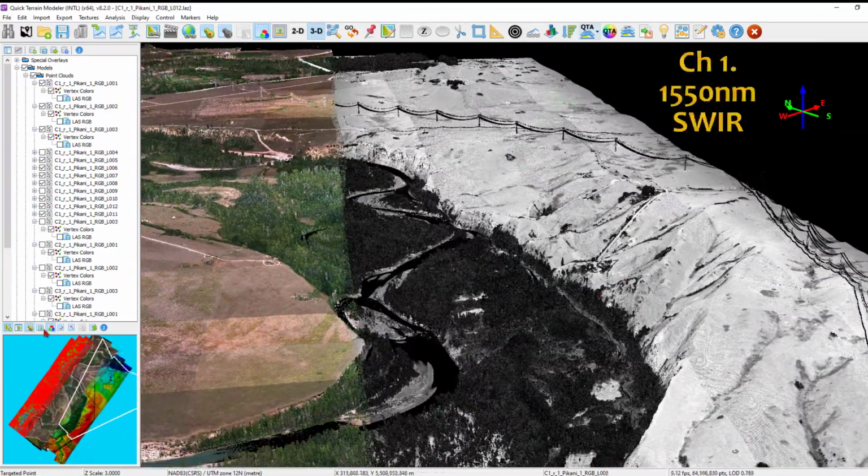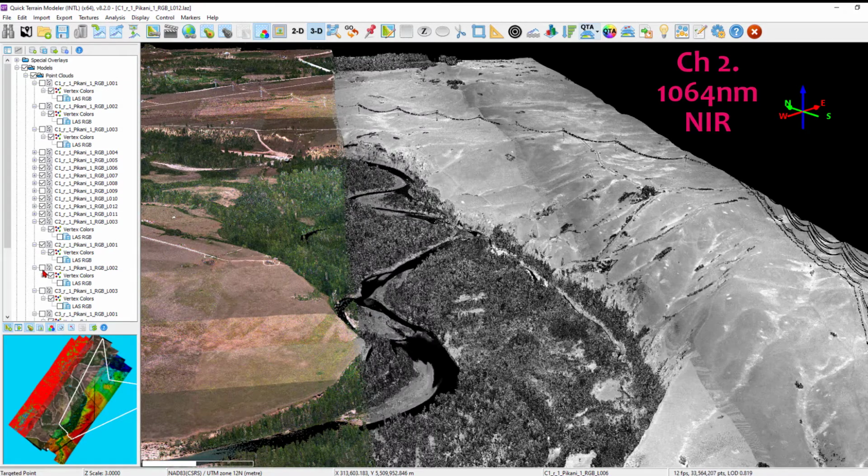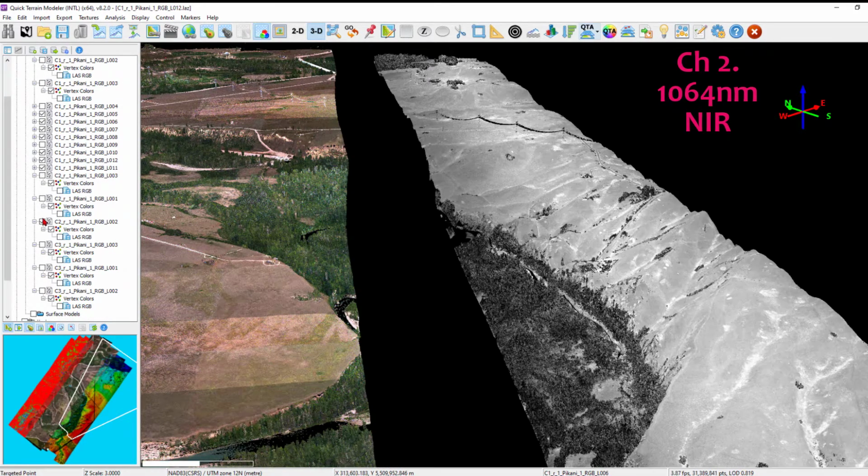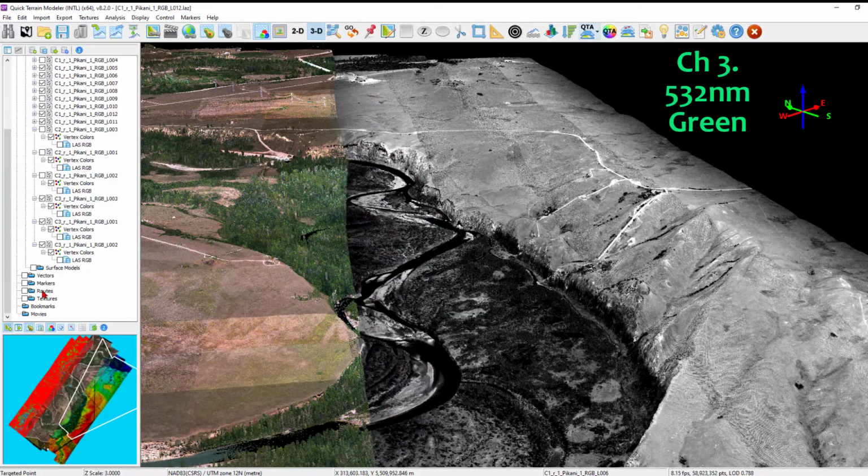In combination, such LiDAR datasets provide a rich, 3-dimensional and thematic data environment for feature classification and modeling. Focusing on laser pulse intensity, here we see the grayscale response over the same wooded and bare-ground landscape for all 3 laser channels of the Titan multispectral scanner.